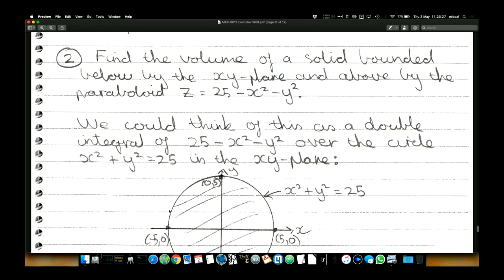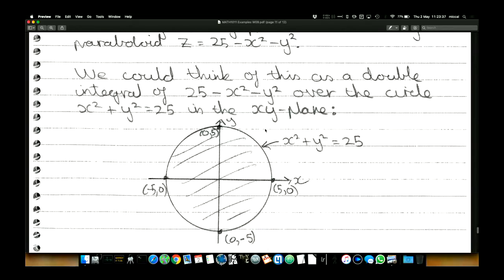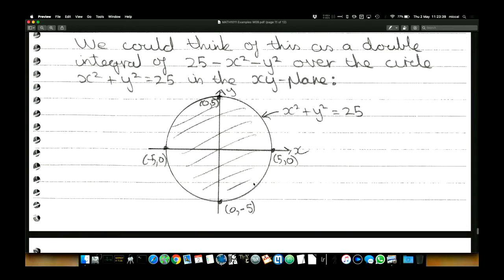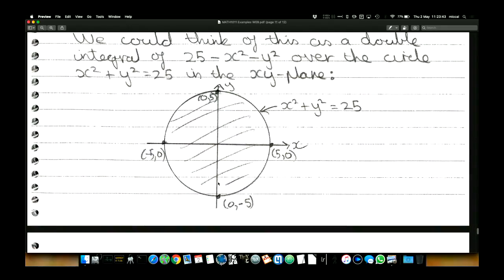Okay, let's try it in Cartesian first. Well, let's set it up. So that's the function I've got to integrate, 25 minus x squared minus y squared. And this is the region I've got to integrate over. Now, how have I decided to do it? So I could say, y goes from minus the square root of 25 minus x squared to the positive square root of 25 minus x squared. So small sweep in y, and then a big sweep in x from minus 5 to 5.